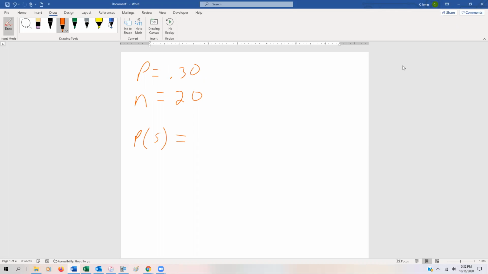Earlier in the course, we said that's going to be equal to 20 combination 5, times 0.30 to the fifth, times 0.70, which is the complement. So Q is 1 minus 0.3, which is 0.70, and that would be to the 20 minus 5. And then we stuck it in our calculator.